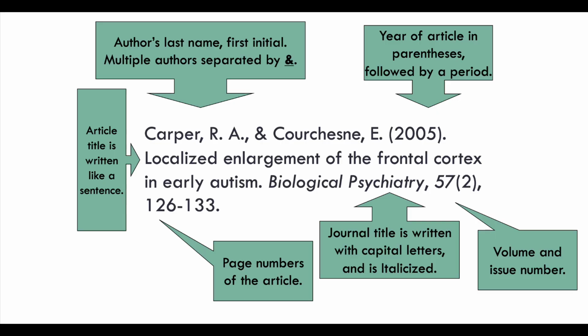Then we include the volume and the issue number. Most journals will have this structure where they have the volumes and issues of their journal. You'll include those here, page numbers, and then we have what we call a DOI. We'll talk about those in a minute as well.